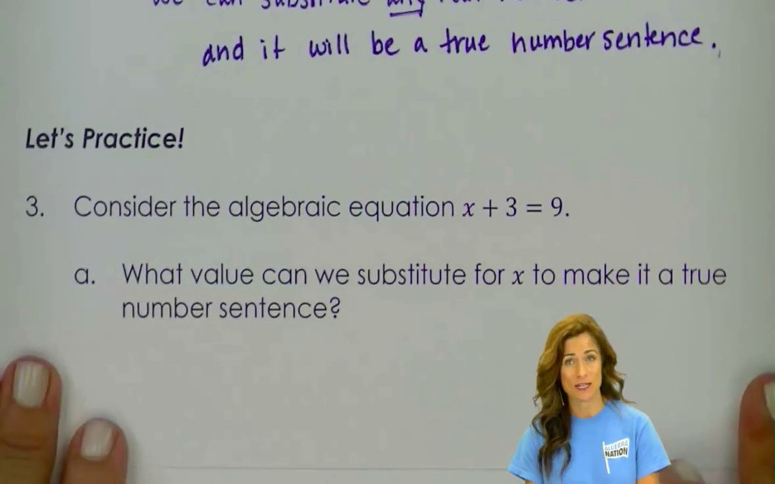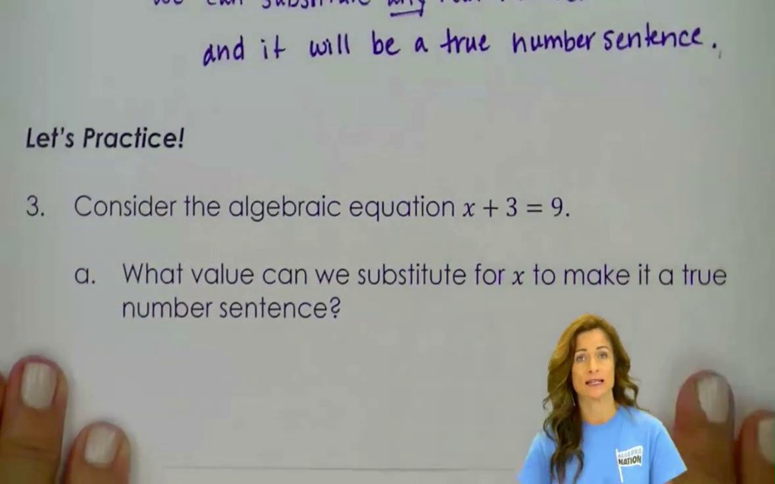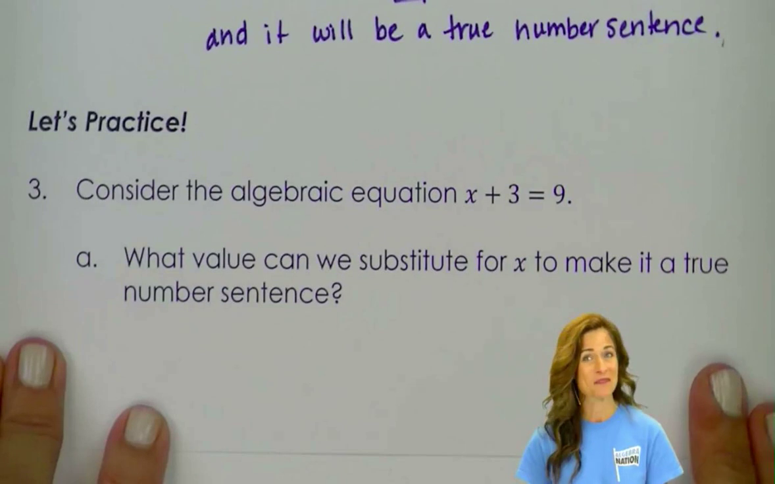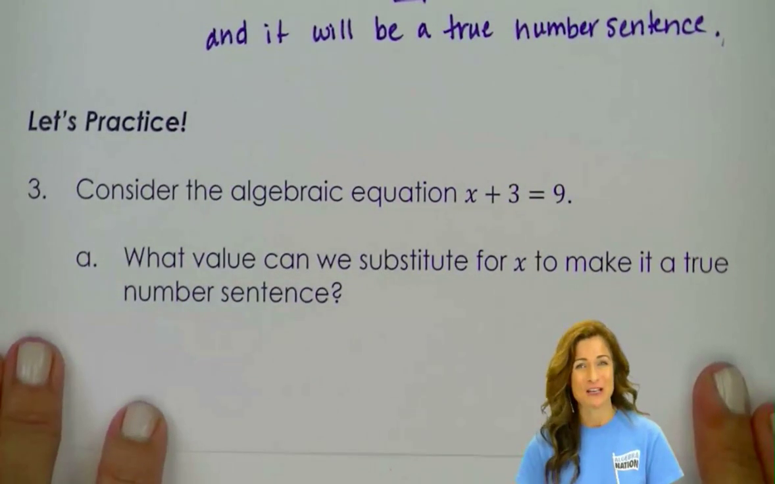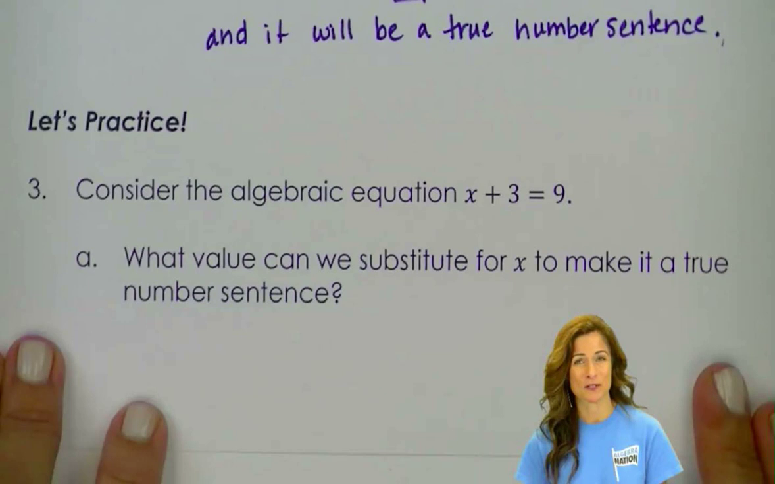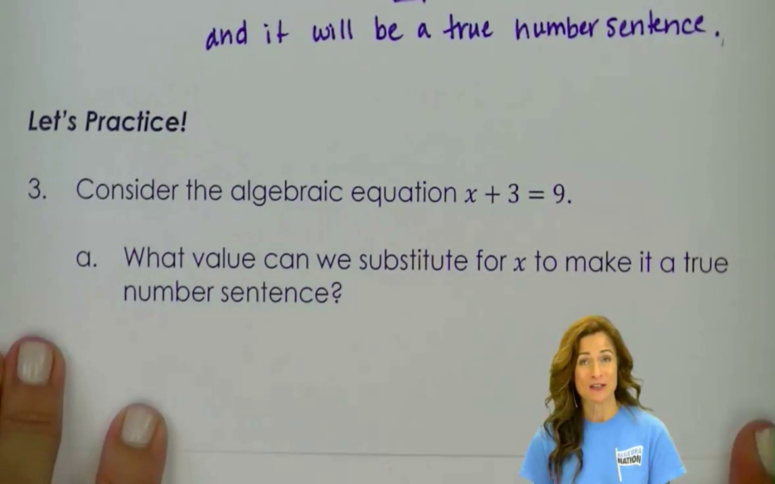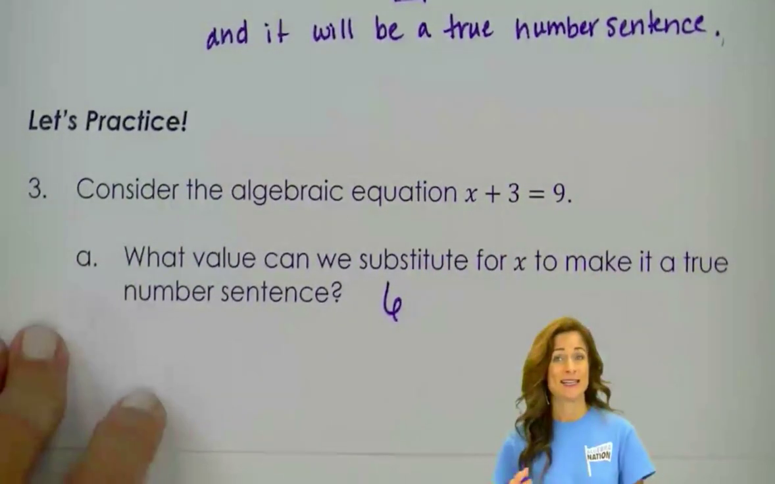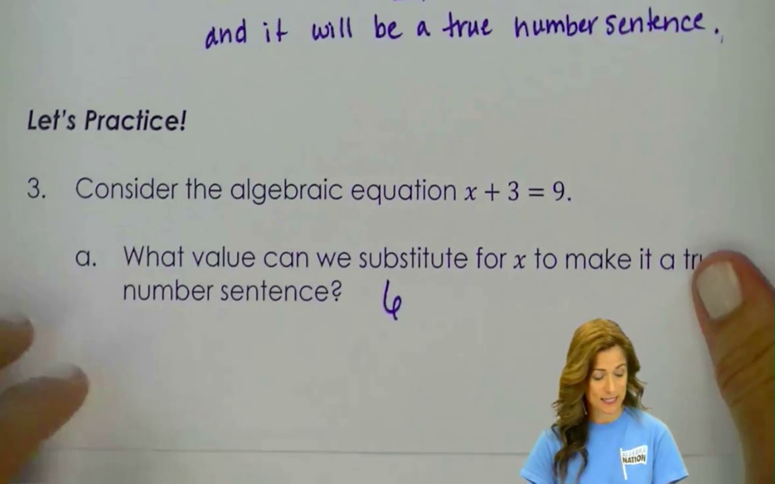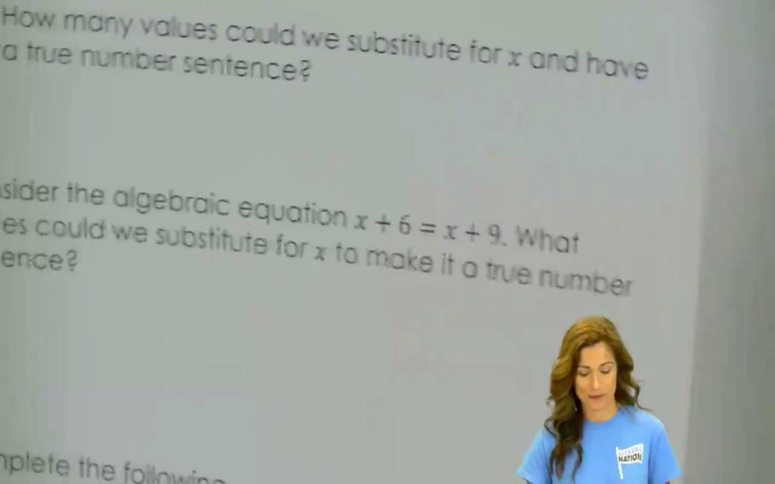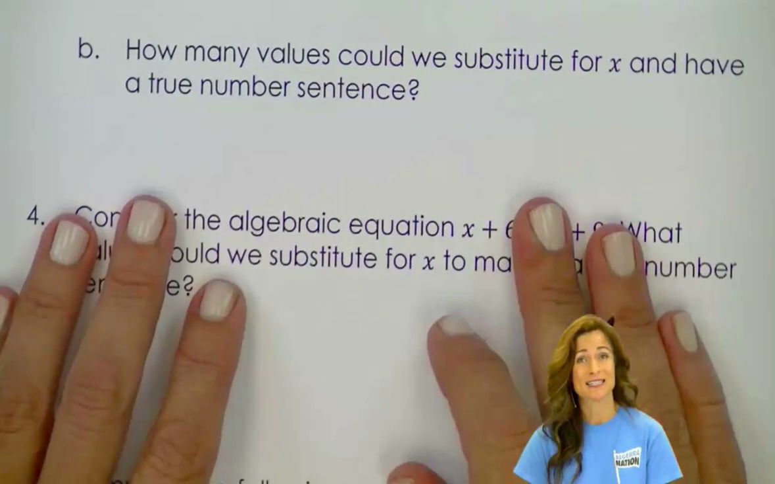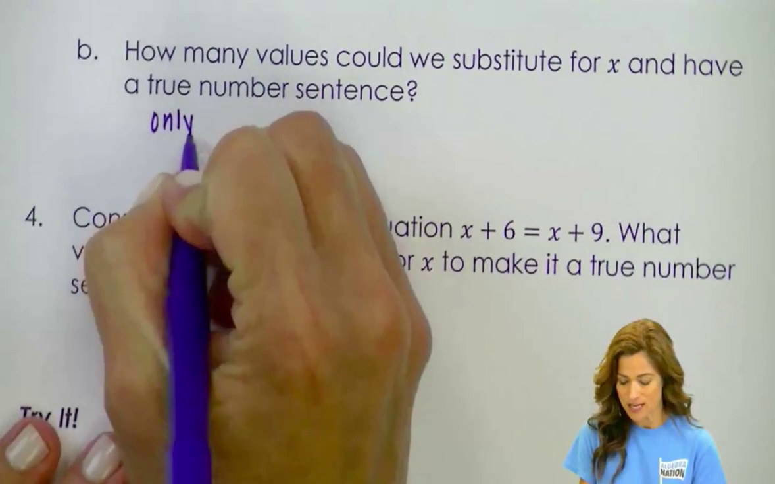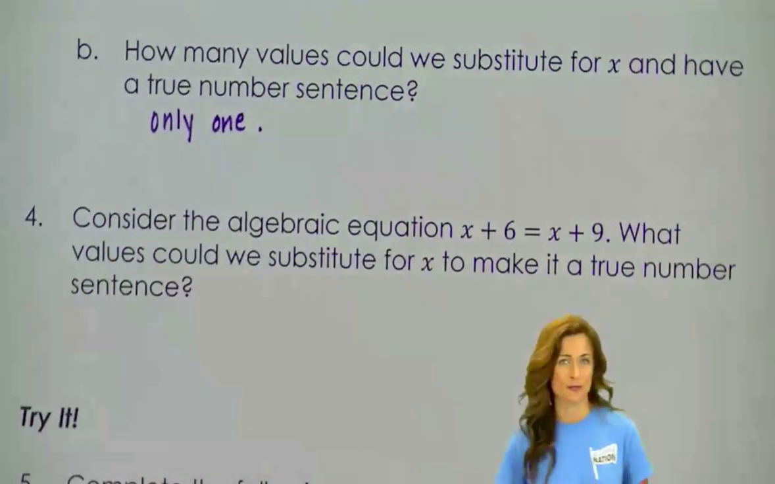Consider the algebraic equation x plus 3 is equal to 9. Now, can I substitute any number in for x and make this a true statement? Absolutely not. What value can we substitute for x to make this a true number statement? The only value I can substitute for x is 6, right? 6 plus 3 is the only thing I can put in for x that is going to end up being equal to 9. So, how many values could we substitute for x and have a true number sentence? Only one, just 6. That's the only number.